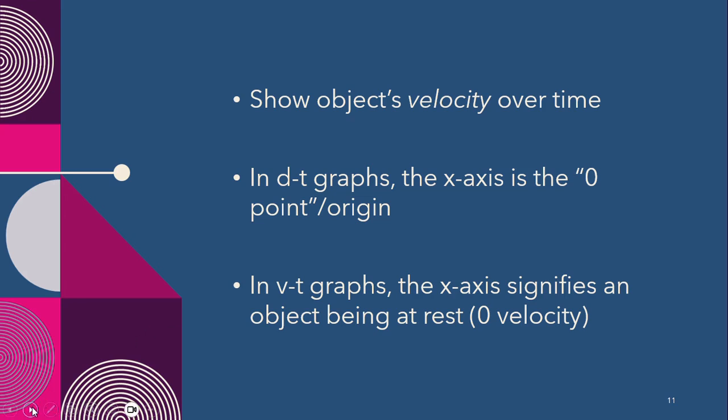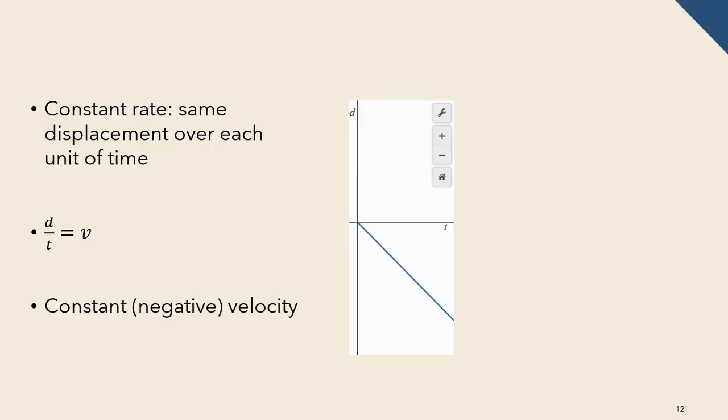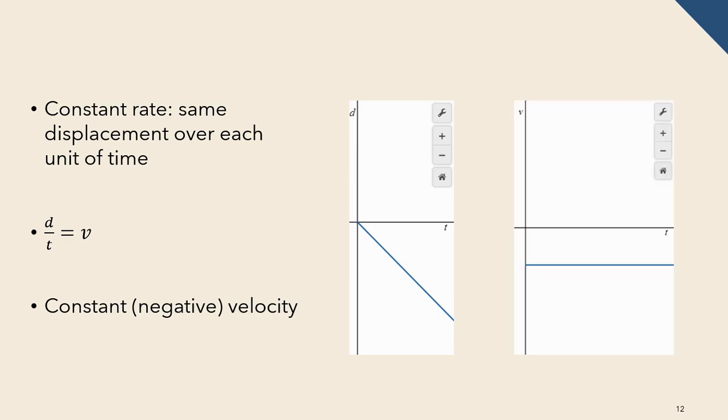So with this first displacement time graph, we noted that the slope of the graph is constant, which means that the object is covering the same displacement over each unit of time. And since displacement divided by time is velocity, the object is moving at a constant velocity, which basically means the velocity is staying the same. It's not changing from some certain number. Since the object is moving in the negative direction, because the slope of the displacement time graph is negative, the velocity is negative. So the velocity time graph for this scenario might look something like this, a horizontal line below the x-axis.